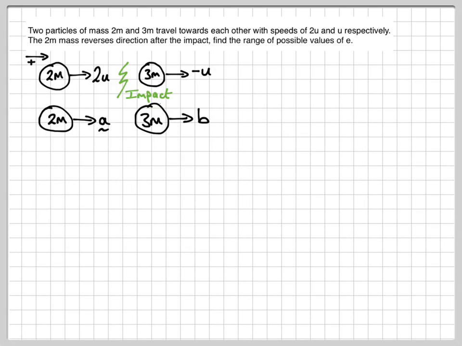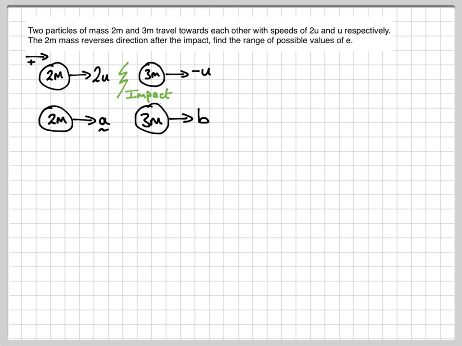To start with, set up the problem with a nice clear diagram. I've chosen a positive direction. You'll notice that although the two particles are moving towards each other, on my diagram I prefer to put the arrow of the 3m mass towards the right and simply write minus u.